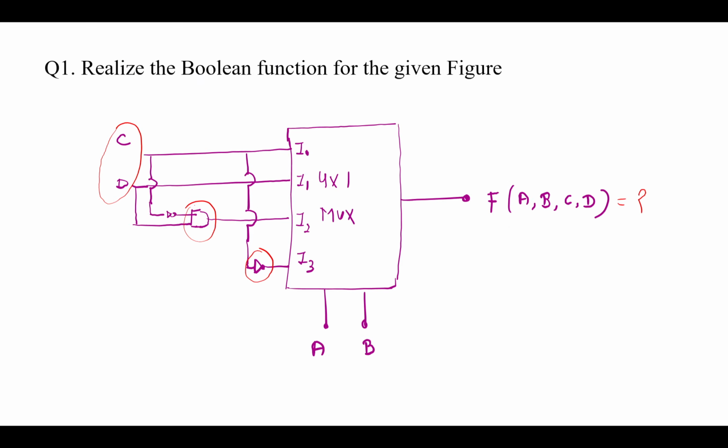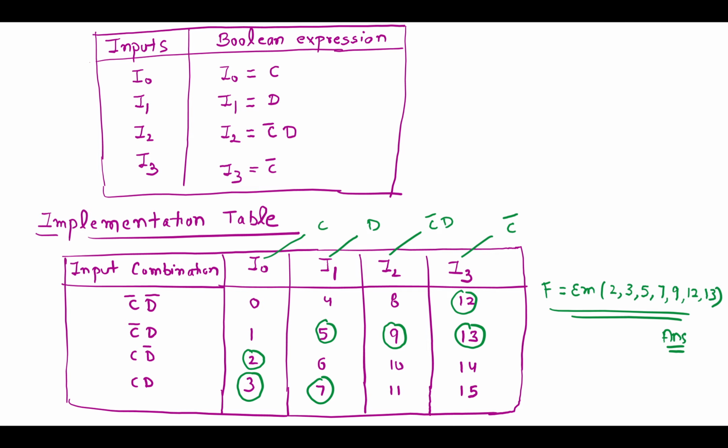In the given block diagram, you can see that the I0 value is actually C, and the I1 value is actually D. And if you see carefully, what is I2? The I2 value is C bar D. If we come to the last input, I3, here the NOT gate processes the input. The input is C, so here you get C bar. So the I3 value is C bar. Just mention all these inputs.